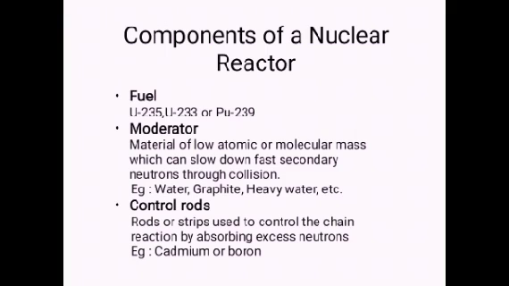Generally, the fission of a fissile nuclide such as uranium-235 is more efficient with thermal neutrons than with fast neutrons. So a material of low atomic or molecular mass which can slow down fast secondary neutrons through collisions but has a low probability to undergo nuclear reaction with them is used as a moderator. Graphite, heavy water, beryllium oxide, water, etc. are typical examples of moderators used in reactors.